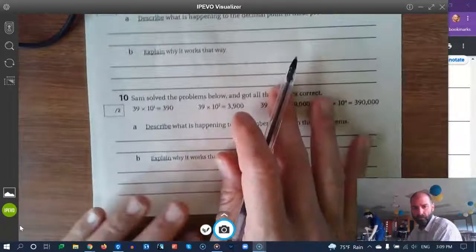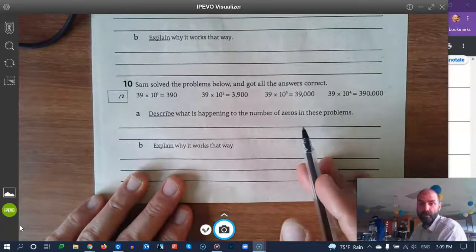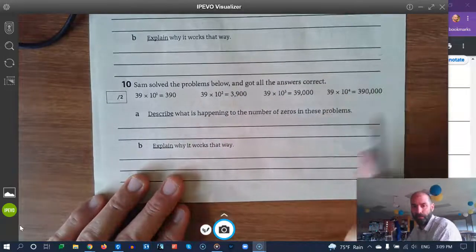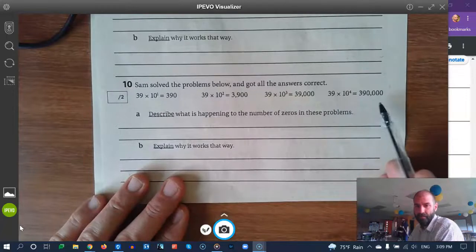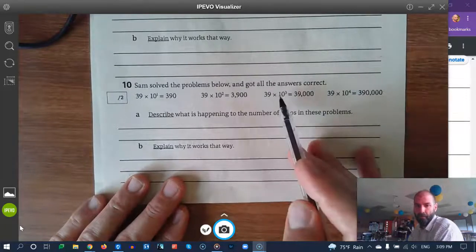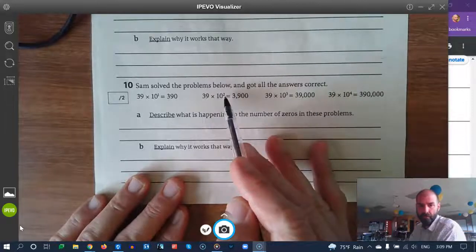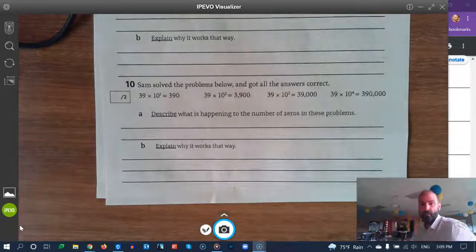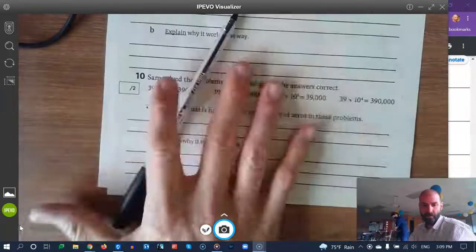The digits are moving. Here, what is happening with the number of zeros? The number of zeros increases based upon how many tens we're multiplying by. I'm multiplying by 4 tens. How many zeros are there? 1, 2, 3, 4. I'm multiplying by 3 tens. How many zeros are there? 1, 2, 3. I'm multiplying by 2 tens. How many zeros are there? 2. That's because the numbers are shifting down depending on how many tens. So for every 10 I multiply, my digits shift 1 spot to the left.